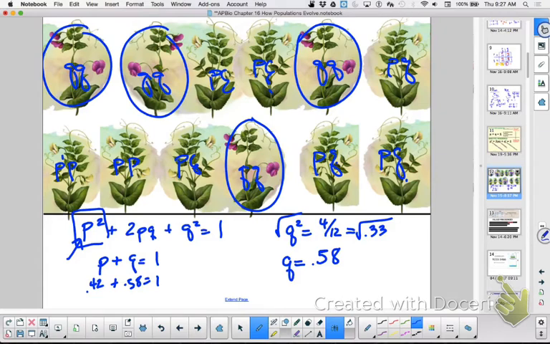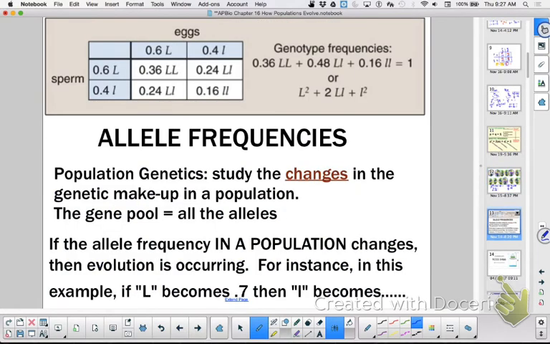All right, questions you want to ask me? All right, let's look at this. So allele frequencies, population genetics, once again, studies the changes in the genetic makeup of a population. The gene pool is all the alleles of that particular population. If it changes, in this case, we had an allele frequency of 0.6 and 0.4. You all right with that?